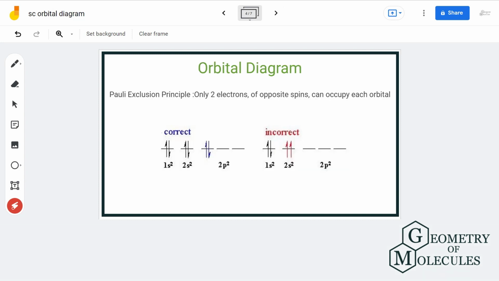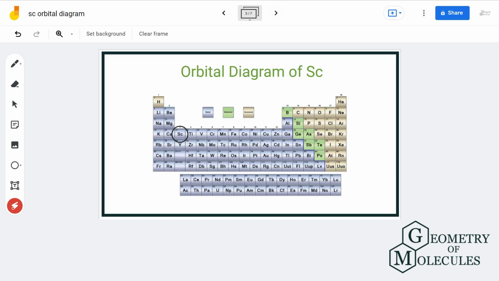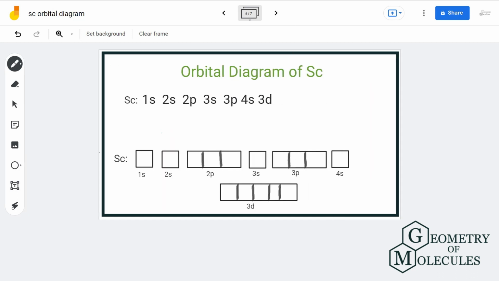Now that we have discussed the basics that we should know for orbital diagrams, let us move ahead and draw one for scandium. Now scandium is a d block element and has an atomic number of 21. That means that it has 21 protons and 21 electrons. Now that we know the number of electrons, let us write its electronic configuration. It will be 1s2, 2s2, 2p6, 3s2, 3p6, 4s2, 3d1. If you add up the numbers here, you will get the value of 21.